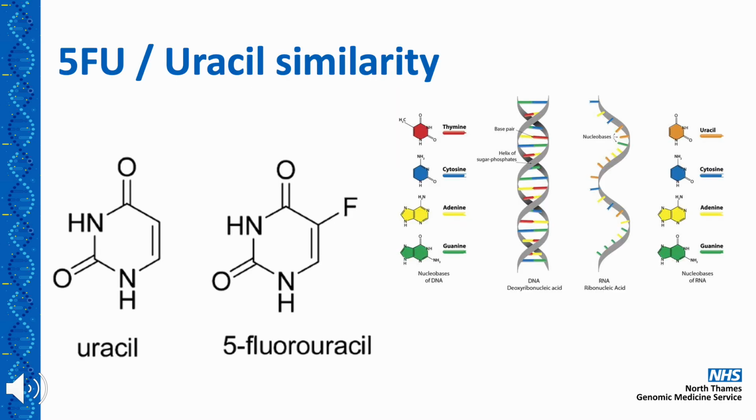The RNA base U stands for uracil. 5-FU is essentially uracil with an added fluorine. Therefore, after intravenous administration of 5-FU, this medication can rapidly enter target cells using the same transport mechanism as uracil.